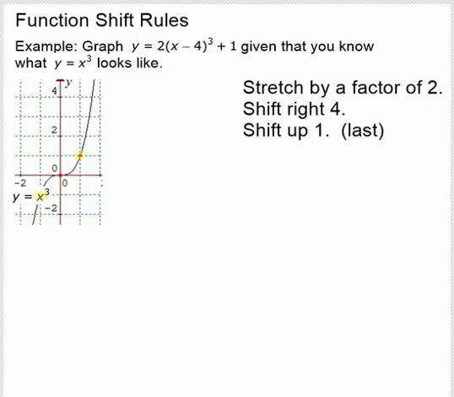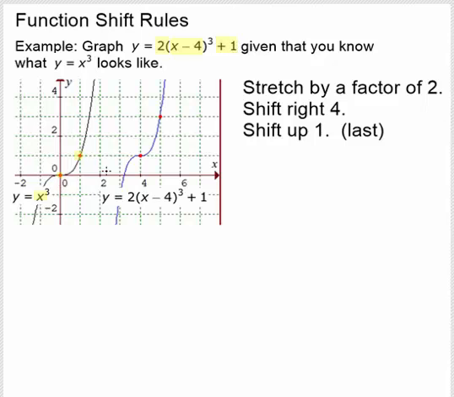And we're going to use function shift rules to graph our new graph. We've multiplied the function by 2, so that's going to vertically stretch the graph. We've replaced x with x minus 4, so that's going to shift it to the right 4, and we've added 1, which will move it all up 1. So let's look at the new graph.